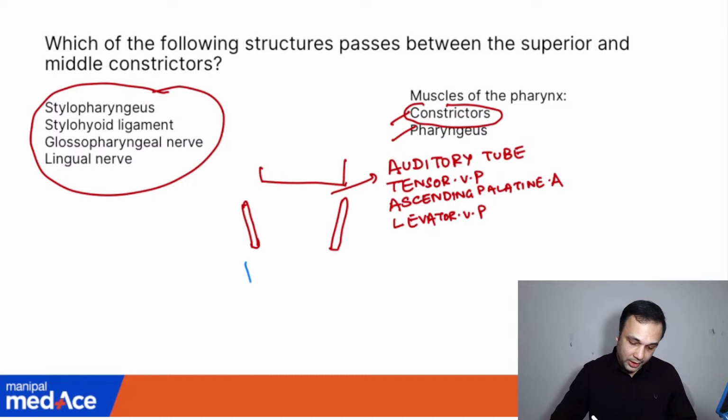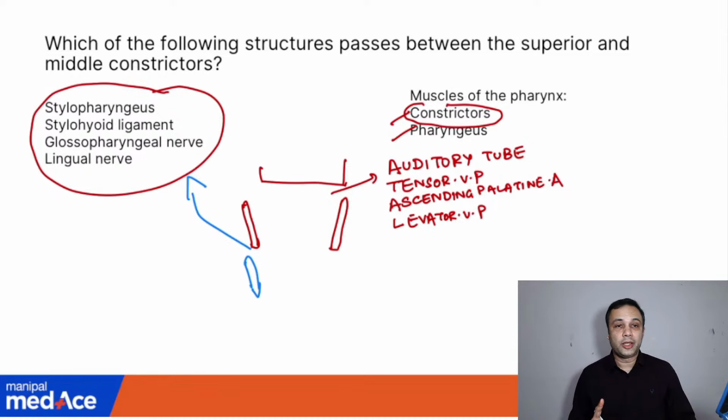You have the superior and the middle constrictor. What is the question that was being asked? These are the structures. You have stylopharyngeus, stylohyoid ligament, glossopharyngeal nerve, and lingual nerve. If you look at it, more or less it is the third arch there, right? Except for the lingual nerve, I would say.